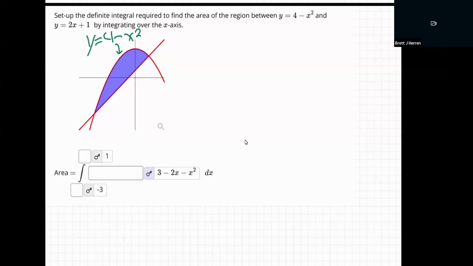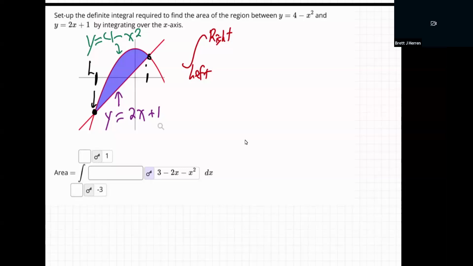The other one must be y equals 2x plus 1. So if we want to find the area between the two graphs, then we have to integrate from the left edge to the right edge, and we're going to have to find those. This would be the left edge wherever these guys intersect, and this would be the right edge. So we've got to find the left and the right.